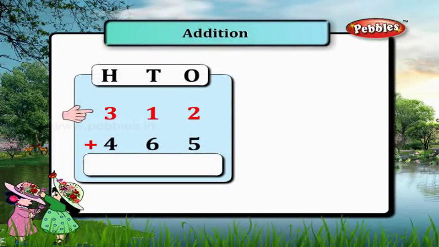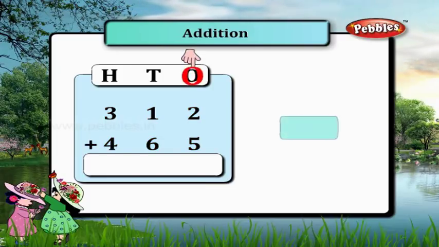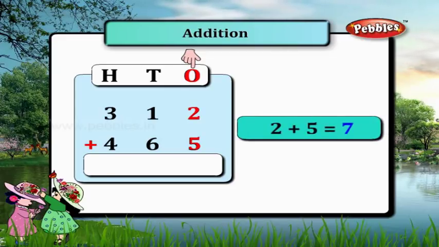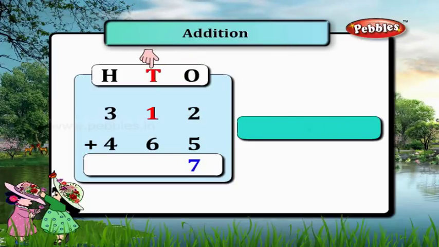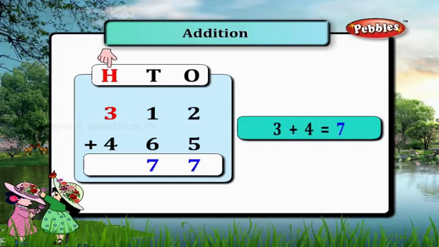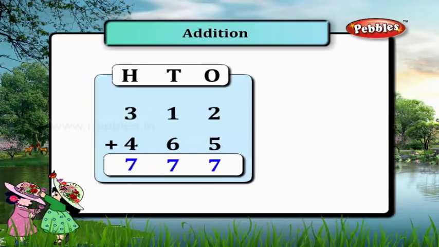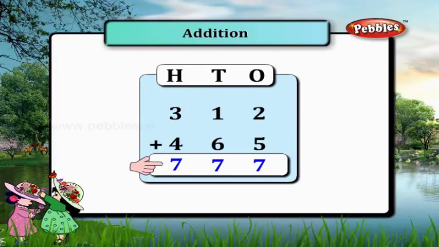312 plus 465. Add the ones. 2 plus 5 is equal to 7. Add the tens. 1 plus 6 is equal to 7. Add the hundreds. 3 plus 4 is equal to 7. The total is 777.